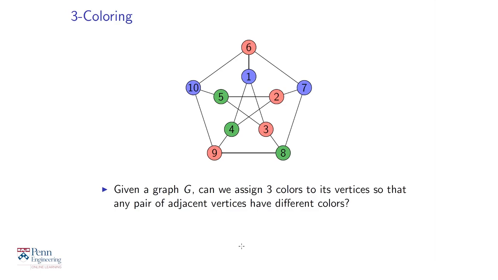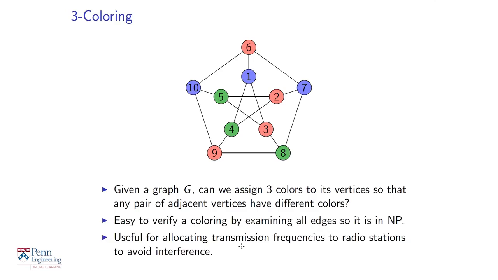That's what defines NP. Now, the 3-coloring problem is very important, for example, for assigning frequencies to radio stations or assigning registers to variables when you're writing a compiler and so on. This problem also arises in practice. Unfortunately, we don't know an efficient algorithm for solving it.